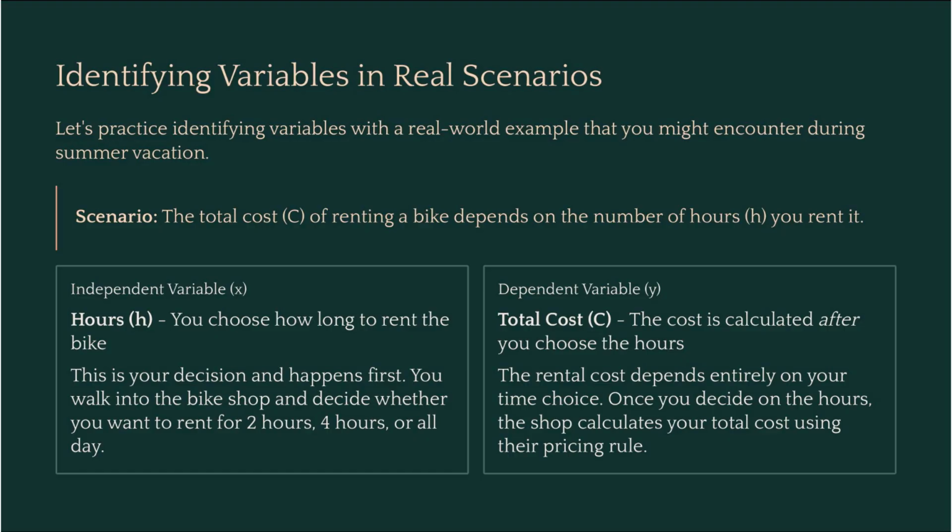Let's practice identifying them. Imagine you want to rent a bike. The scenario is the total cost C depends on the number of hours H. Which one is independent? The hours H, because you choose how long to rent the bike. Which one is dependent? The total cost C, because the cost is determined by the hours you chose.